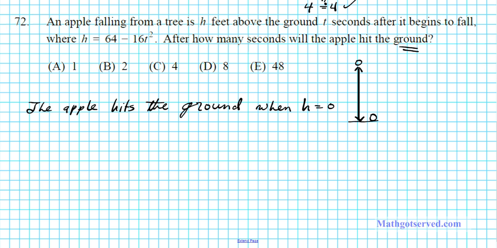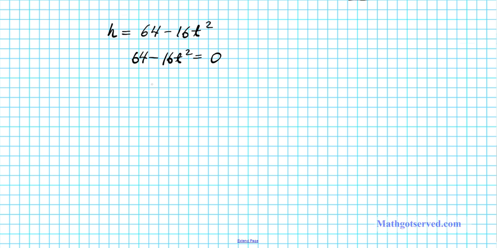All we do is basically rewrite the original equation. The equation we have is h equals 64 minus 16t squared. We're going to solve this equation for t when h is equal to 0. So just set h to 0 and solve. If we do that, we're going to have 64 minus 16t squared is equal to 0. All right, let's go ahead and solve that. Subtract 64 from both sides.